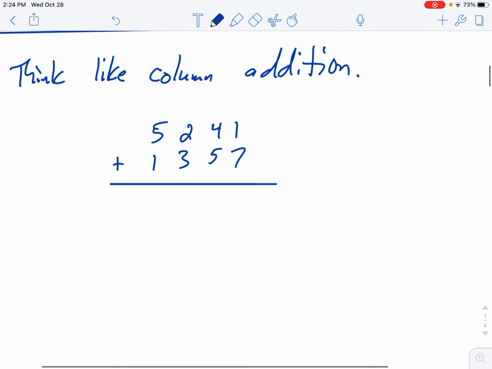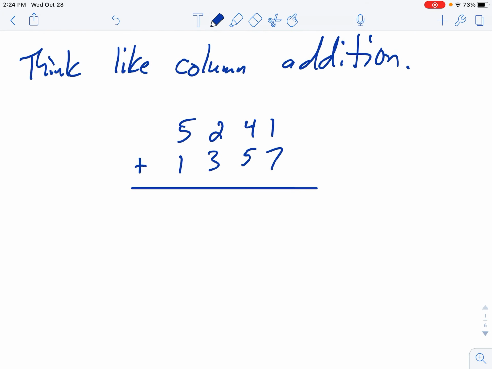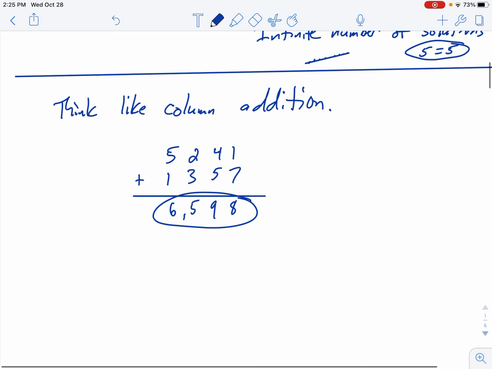Now, to get in the right frame of mind, I want to refer you back to elementary school column addition. A problem like this where you line up big numbers, draw a line under them, put a plus sign, and then you just work vertically. 1 plus 7 is 8, 4 plus 5 is 9, 2 plus 3 is 5, 5 plus 1 is 6. And then that would be your answer. It's not that easy, but that's kind of the shape of these problems.